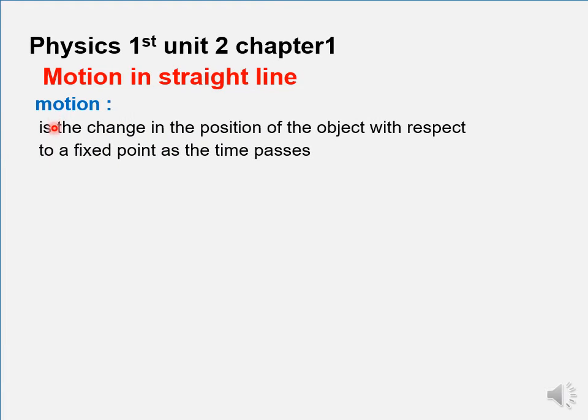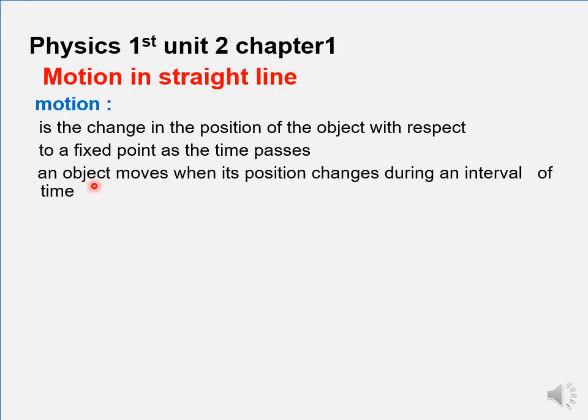Motion is the change in the position of the object with respect to a fixed point as the time changes. So motion is a change in what? In position, of what? Of the object, with respect to a fixed point, which is the starting point, as the time passes. So an object moves when its position changes during an interval of time.